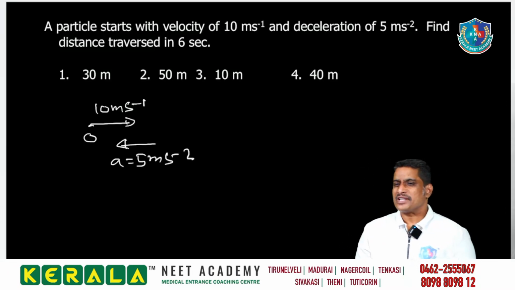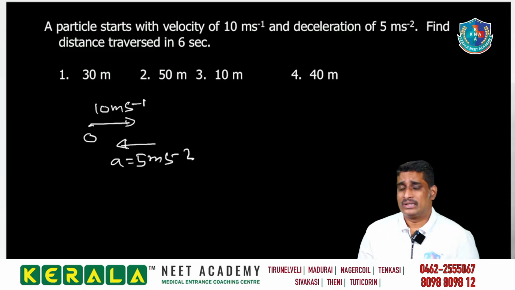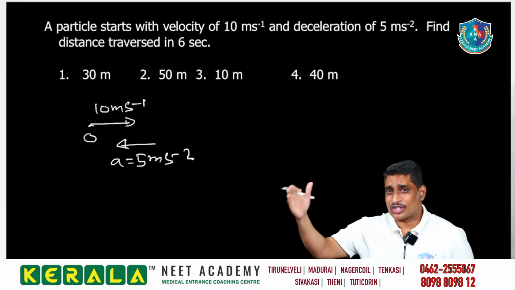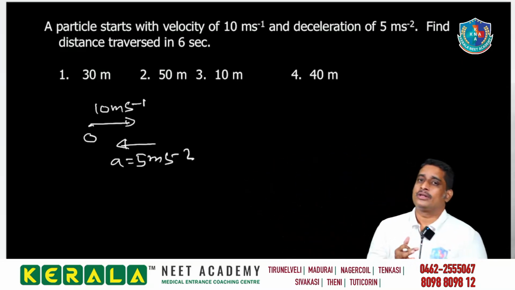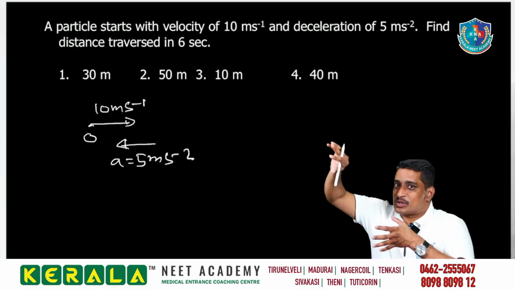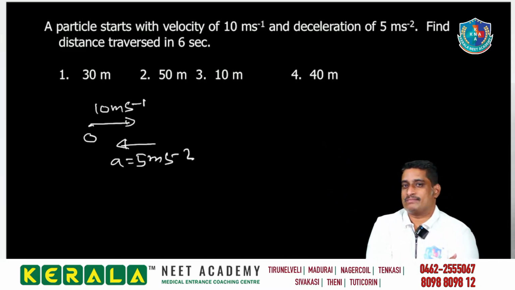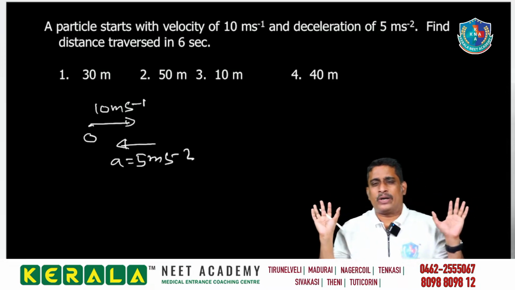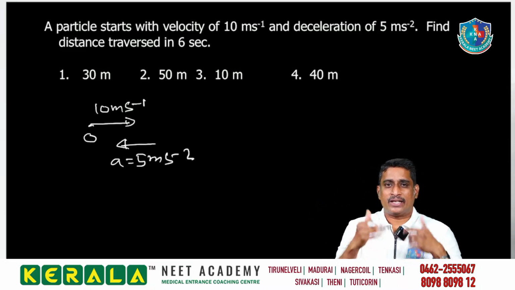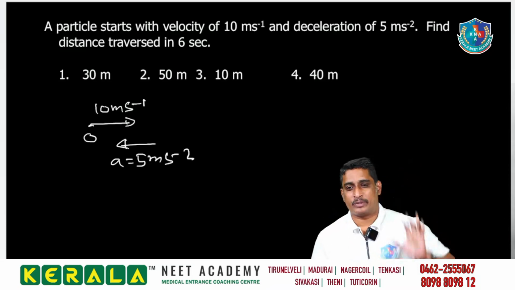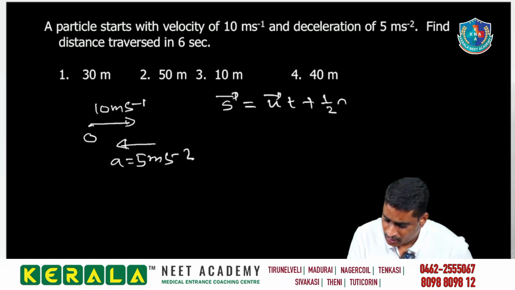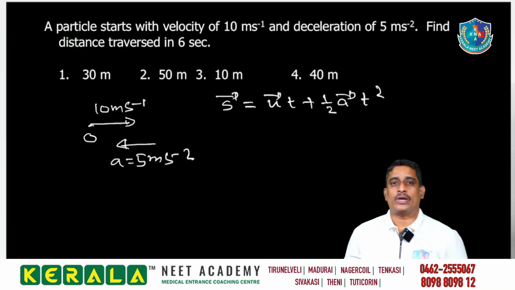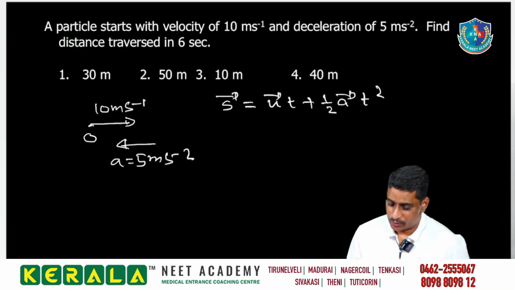No doubt in this particular example that the particle is undergoing retardation, means velocity of the particle gradually decreases until it becomes 0. From that point it starts moving in the backward direction. Without worrying about all these points, let us substitute this data in the standard equation and find out displacement covered by the particle. So displacement covered by the particle, we know that u bar into t plus half a bar into t square is the equation we are having. Okay, it is very clear.